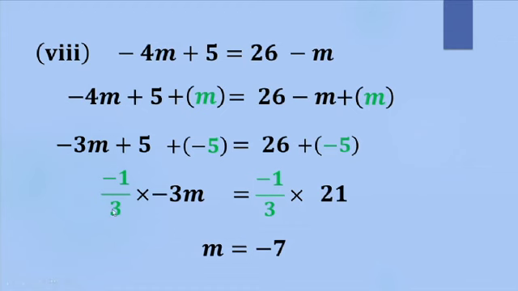So the 3 will cancel with 3. Minus 1 times minus m gives me m. And here minus times plus will give me the minus. 3 will cancel with 21. So m equal to minus 7.